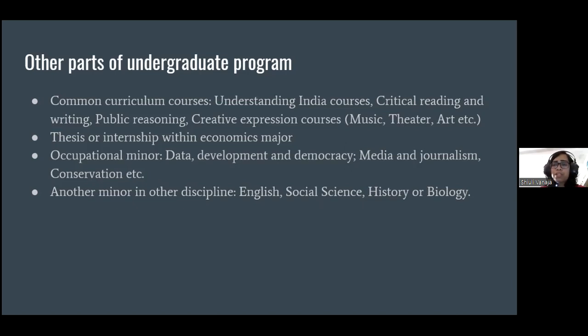These are the components which are essential for an economics major, but along with that, the undergraduate program requires you to do an occupational minor. So the idea is that these minors are something which would enhance your skills or abilities in a particular area and will be useful for you to get jobs. So data, development, democracy, media and journalism, conservation are some examples which we'll be offering in Bhopal. And along with this, you can also do a minor in another discipline, which could be English, social science, history, or biology in the Bhopal campus.